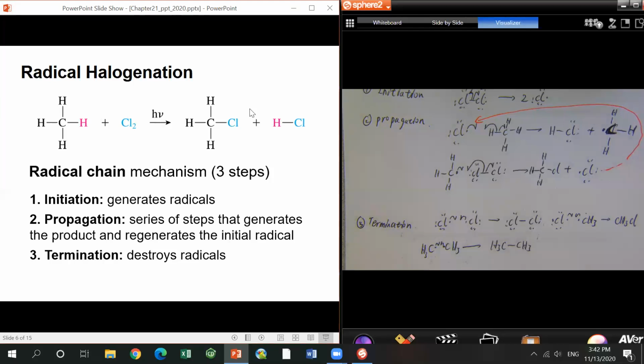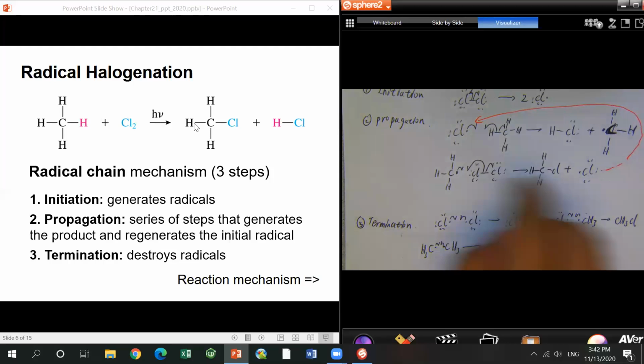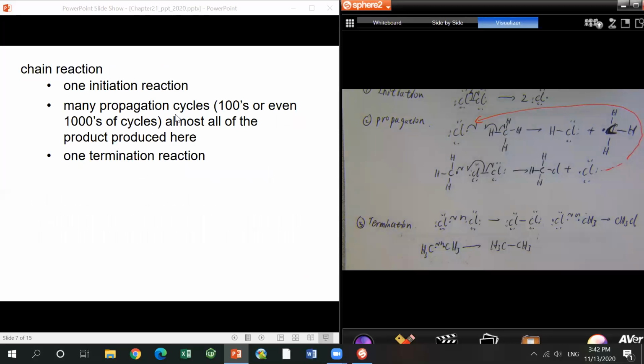All right. And for reality, make sure you know how to draw this radical reaction, radical halogenation. In reality, you only need one initiation step, as long as you generate somehow a radical initiator. And then there are many propagation step cycles. Each step you generate a new radical and consume some starting material, and then you generate a new radical again.